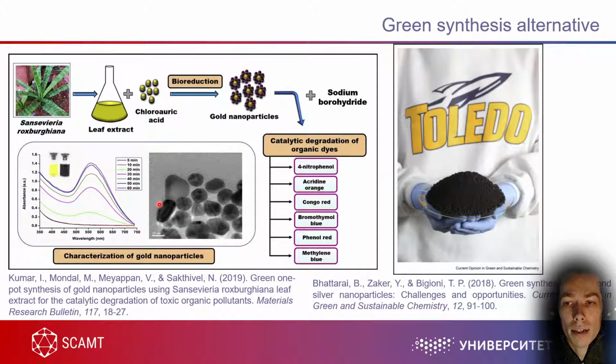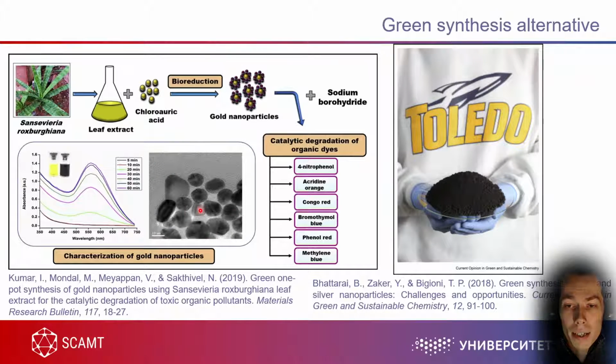But in the case of green synthesis, it is very hard to produce good particles in terms of shapes. For example, I think every one of you knows Sansevieria, a common home plant, and you can use the leaves to produce leaf extracts. And use chloroauric acid and obtain some gold nanoparticles, which, for example, in this paper were used to degrade some organic dyes. I'm not sure why it is so important to degrade, for example, acridine orange or Congo red, but still it's just a research paper.